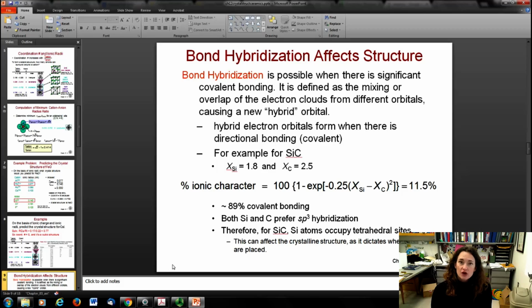This only happens with covalent bonds, and so what that means is that the bonds are very directional, and because the bonds are directional, that dictates where certain atoms are going to sit, because they're forced to sit in certain places with respect to other atoms, and that dictates the crystal structure. So you see it a lot with covalently bonded materials, like, for example, silicon-carbon ceramics, and they are going to have a very low percent ionic character, a high percent covalent character, and then bond hybridization can really affect the structure of these materials.